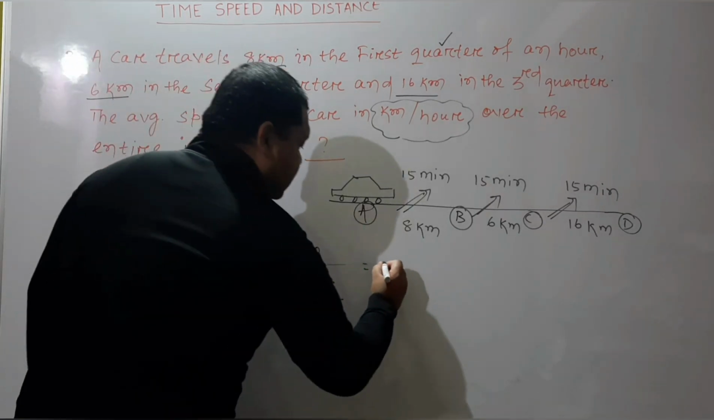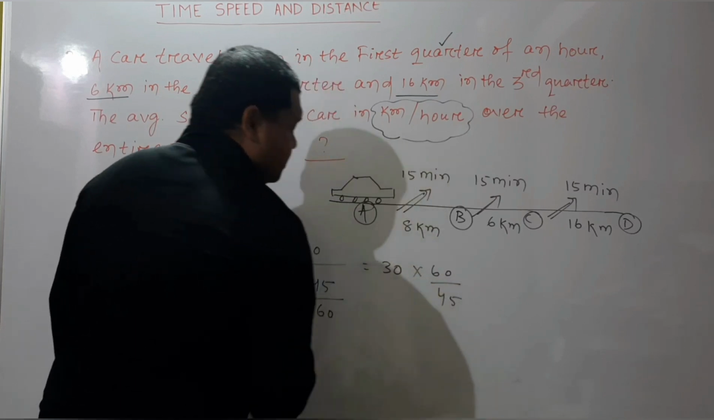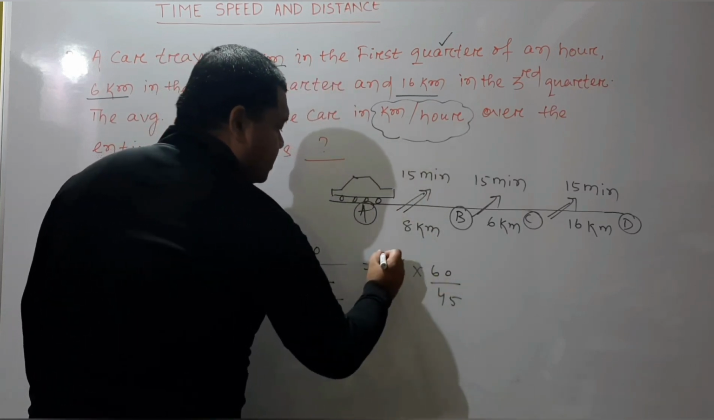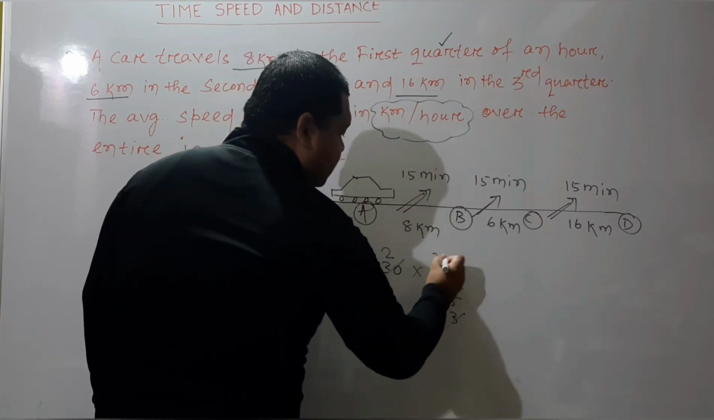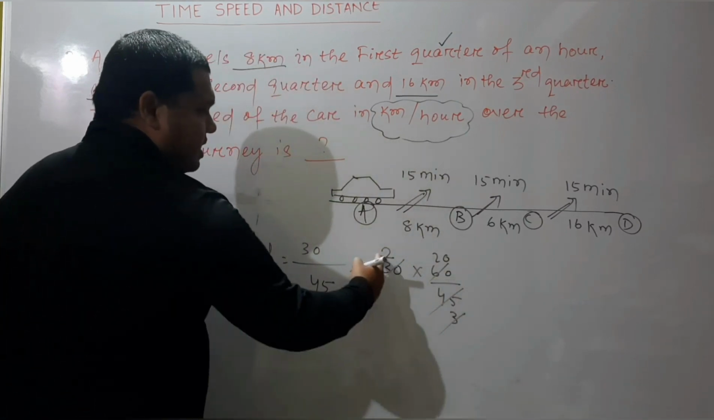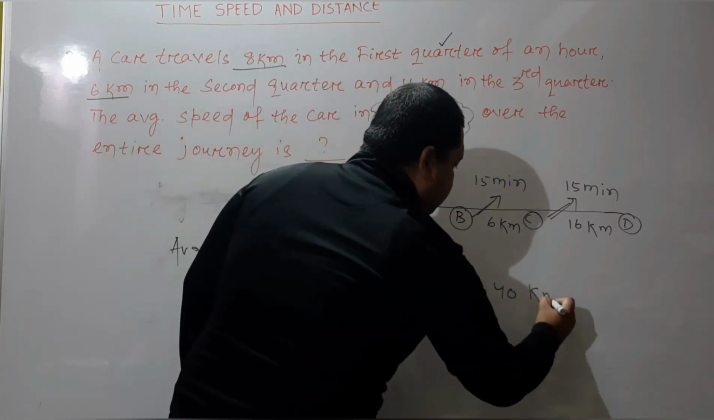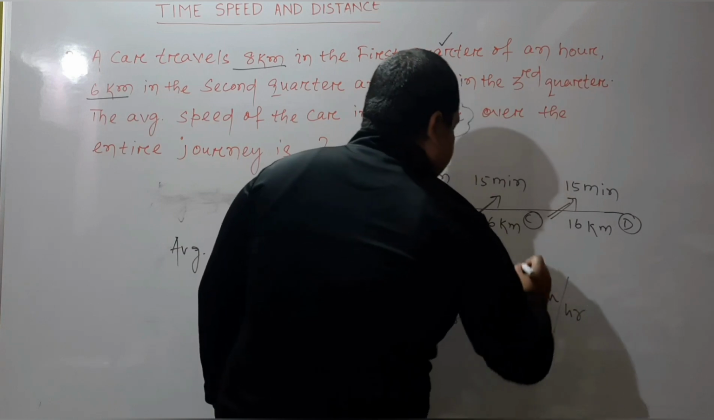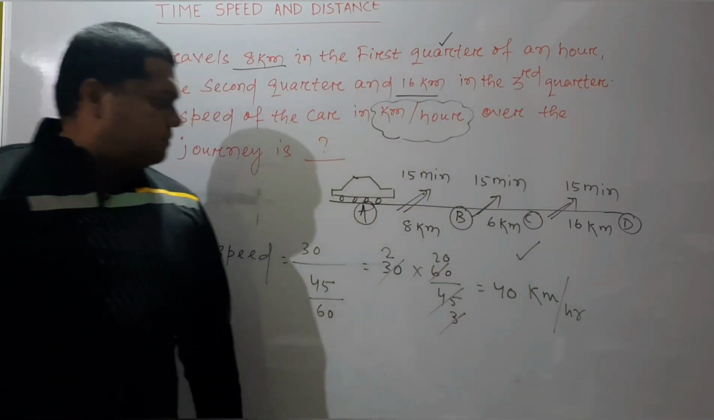So here this is 30 into 60 by 45. If you simplify, 15 into 2 is 30. 15 into 3, 45. Again 3 into 20 is 60. Here your answer is 20 into 2. This is equal to 40 km per hour. For this case, your average speed is 40 km per hour.